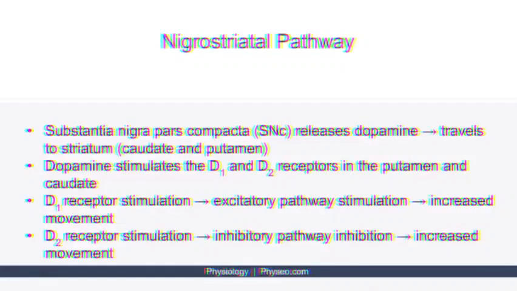So the substantia nigra is divided into two parts. The part we're concerned about is the pars compacta, hence the C in this SNC. Now this releases dopamine, which travels to the striatum, so the caudate and putamen, hence the term nigro as in substantia nigra and striatal as in striatum.